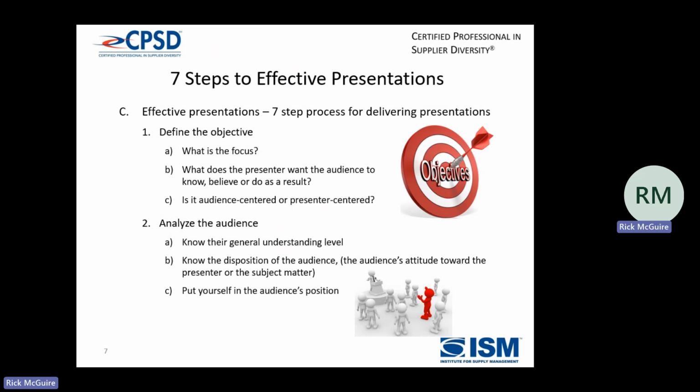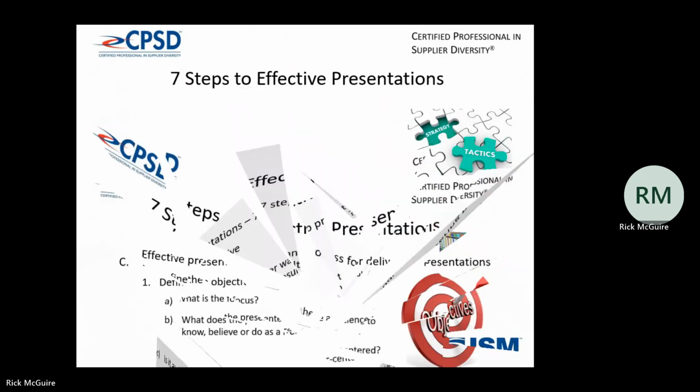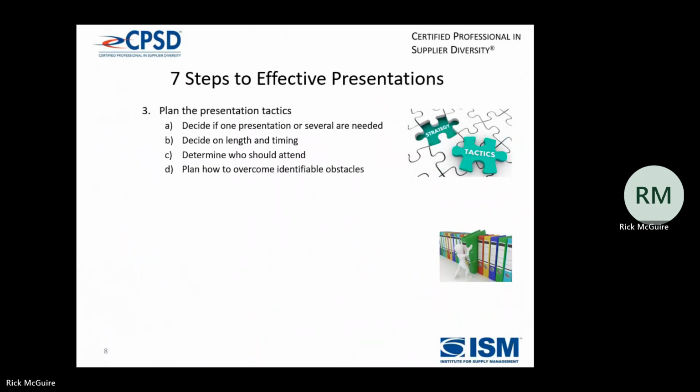Analyze the audience. Know their general understanding level, know the disposition of the audience's attitude towards presenter or subject matter, etc. Put yourself in the audience's position. Third step, plan the presentation tactics. Decide if one presentation or several are needed. Decide on length and timing. Determine who should attend. And plan how to overcome identifiable obstacles from the audience.